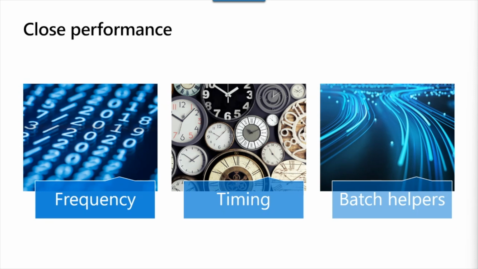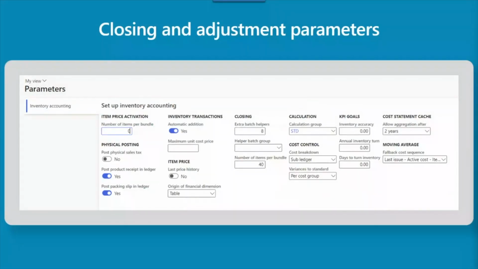Here you can see a screenshot of the Inventory Accounting Parameters page found in the Cost Management module under the Inventory Accounting Policies Setup area. You can also find the same parameters in the Inventory and Warehouse Management Parameters page. The first set of parameters I want to talk about are in the closing group.